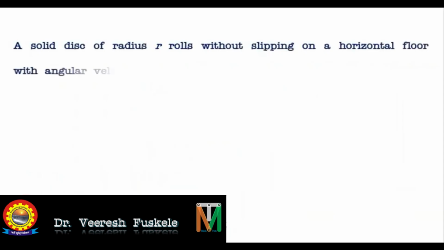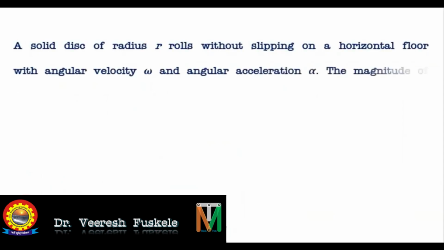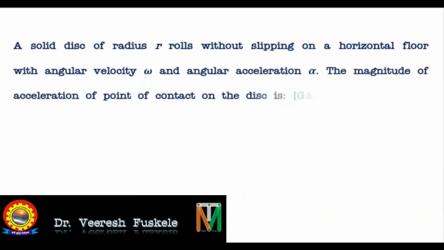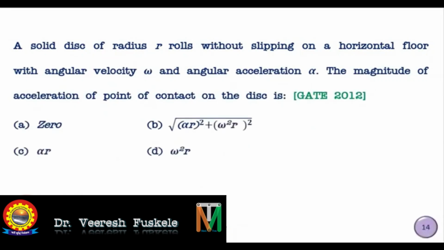The problem is defined as: a solid disk of radius r rolls without slipping on a horizontal floor with angular velocity omega and angular acceleration alpha. You have to find the magnitude of the acceleration of the point of contact on the disk. So these are the options given.